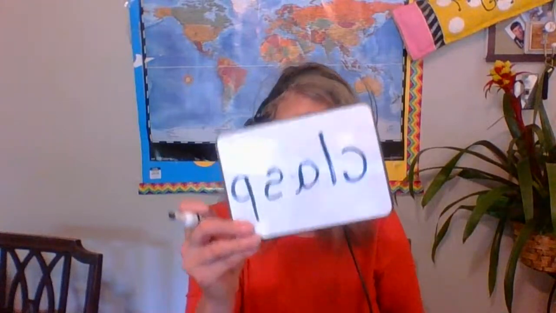S. Good. The sounds of S: S, Z. First sound, no markings. P, no markings. P makes one sound.